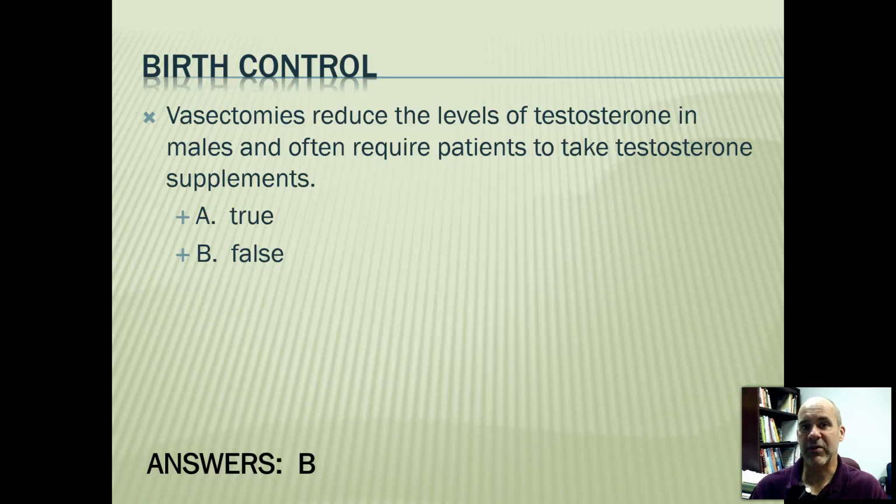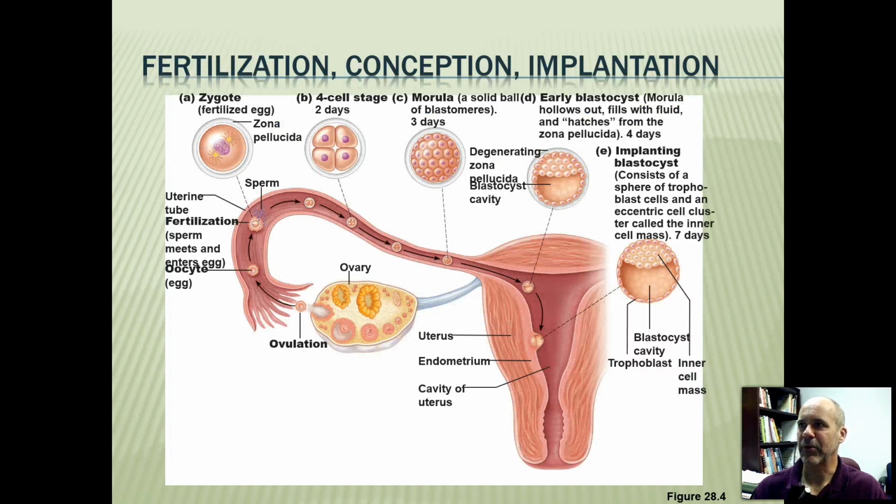Testosterone is made by those interstitial cells in the testes, and testosterone is a hormone. Hormones enter the bloodstream. So the testes have little tiny blood vessels in them, just like any other part of the body. So when testosterone is made, some of it gets taken up into the blood immediately, and then it circulates throughout the body. So the testosterone does not need to travel through the vas deferens to get anywhere. It's going to enter the bloodstream. So a vasectomy will not affect testosterone levels.